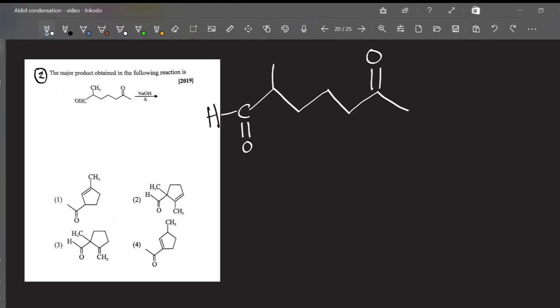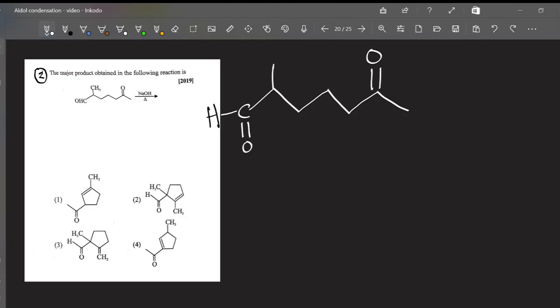Here we have seen that among aldehydes and ketones, aldehydes are more reactive towards nucleophilic addition reactions, right? So always the enolate ion with respect to the ketone will be formed, and that will go and attack the electrophilic carbon of the aldehyde. Yes, beautiful. So that happens in intramolecular aldol condensation.